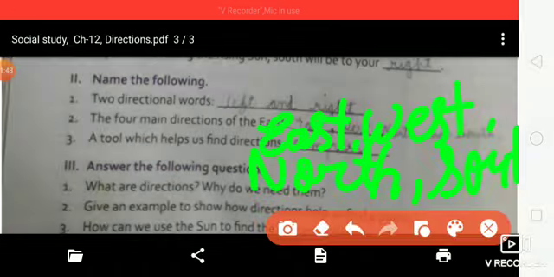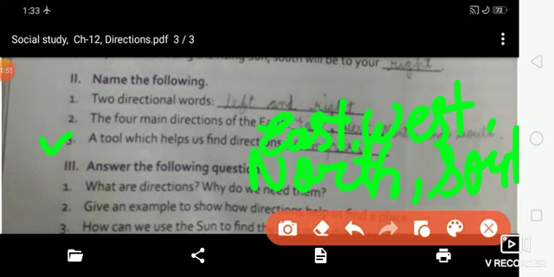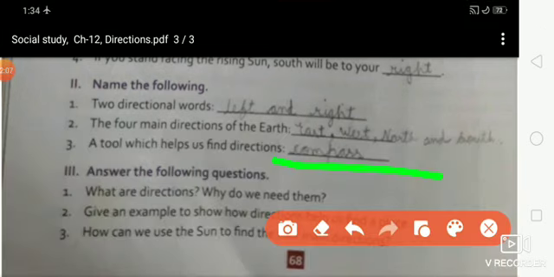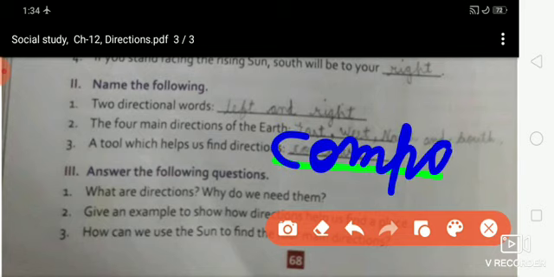Now third one: a tool which helps us find directions. Compass. C-O-M-P-A-S-S, compass. Okay.